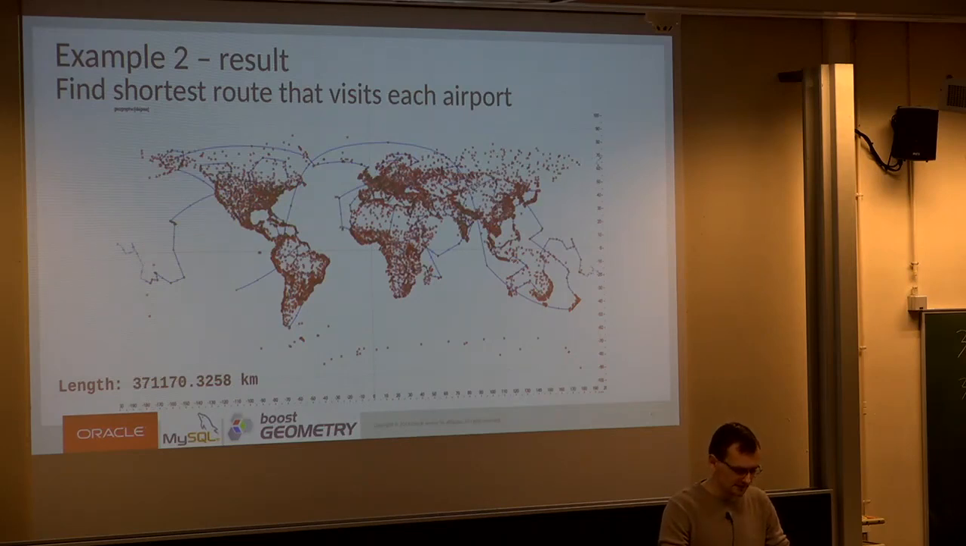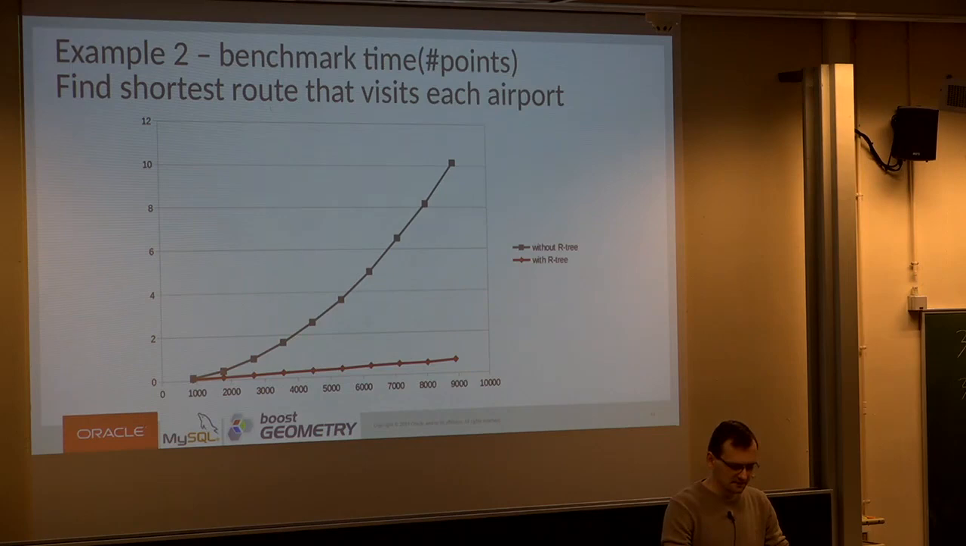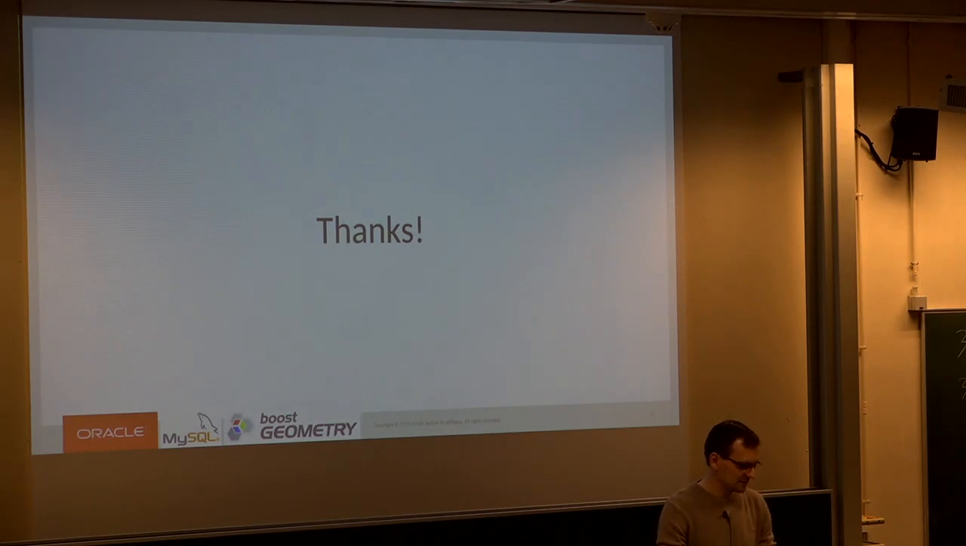So the traveling salesman went through all of the airports, at some point traversing the antimeridian, the date change line. So this looks good, and the whole route is like 400,000 kilometers long. And this is a benchmark of both algorithms. The one with quadratic complexity is gray. And as you can see, the solution using the R-tree is behaving better, right? And that's it from me. Thank you.